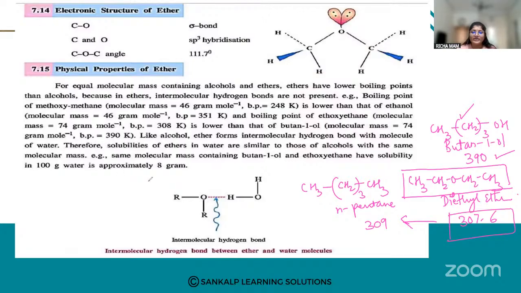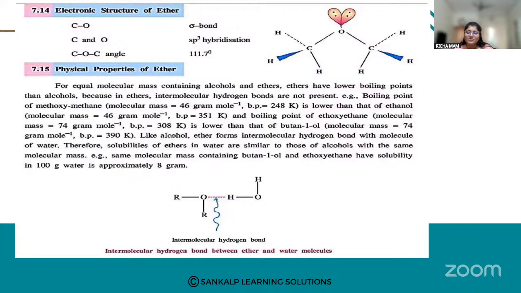Next is solubility. When we are discussing the solubility of ethers in water, in alcohols the oxygen is there, so it can form hydrogen bonding with water. Ether also can form hydrogen bonding with water. You can see here how the ether is forming the hydrogen bond with water. But what will happen to the solubility as you go from the lower member to the higher member? It goes on decreasing. Why?